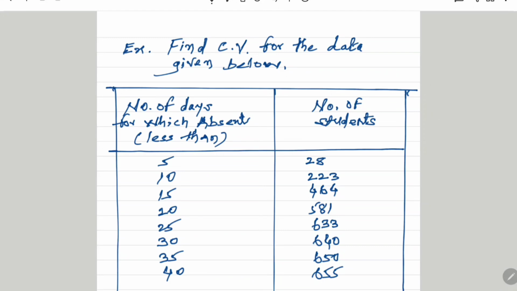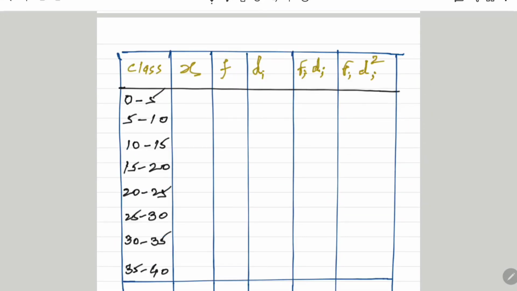Number of days are like this: 5, 10, 15, 20, 25, 30, 35 and 40, and number of students corresponding 28, 223, 464, 581, 633, 640, 650 and 655. Then we have to make a table. The first column of class: 0 to 5, then 5 to 10, 10 to 15, 15 to 20, 20 to 25, 25 to 30, 30 to 35 and 35 to 40.